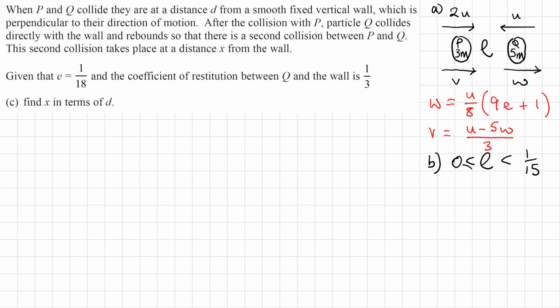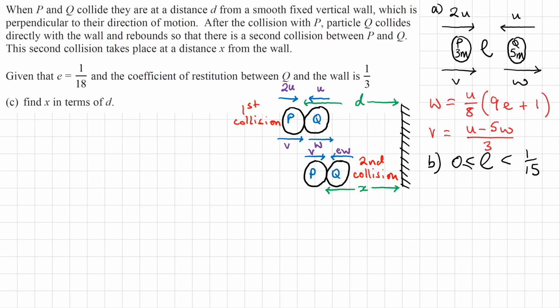So the first thing I want to do is to draw a diagram to show you what's going on. So both collisions are shown on the same diagram. It's not one underneath the other. It's just a later period in time here. So the first collision takes place at a distance of d from the wall. I've put in here the speeds before and the speeds after. Now v and w we can work out now that we know the value of e, so we can work these out here. These will be in terms of u.